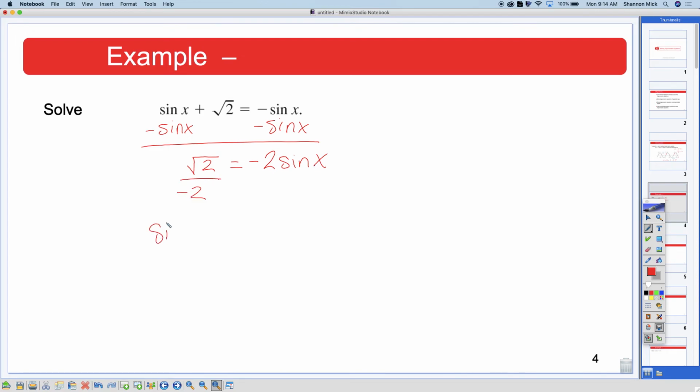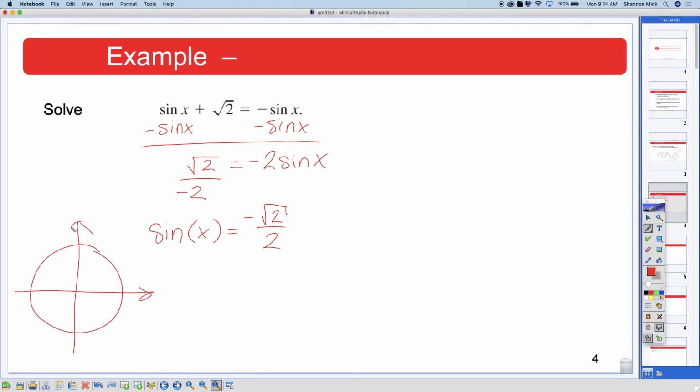So I have sine of x equals negative square root of 2 over 2. Now it comes to my exact values. Great review for exact values on our final. All this last week and this week have been. Okay, we are negative in what two quadrants?